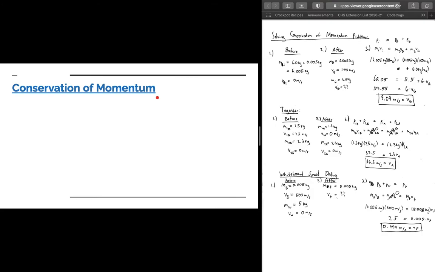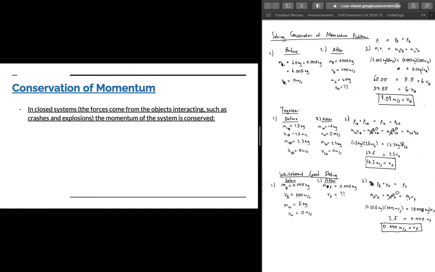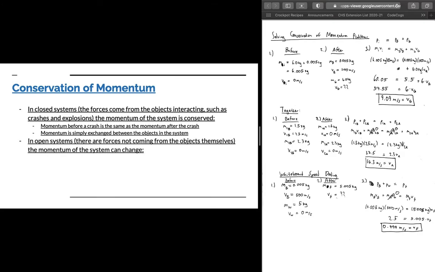Conservation of momentum is very similar to conservation of energy in that in closed systems, where the forces come from objects interacting, such as crashes and explosions, the momentum of the system is conserved. So the momentum before a crash is the same as the momentum after a crash. Momentum is not lost or destroyed or taken out of the system, but rather simply exchanged between the objects in the system. If one object loses momentum, another object will pick up that momentum. So there's momentum transfer happening just as there's energy transfer happening.